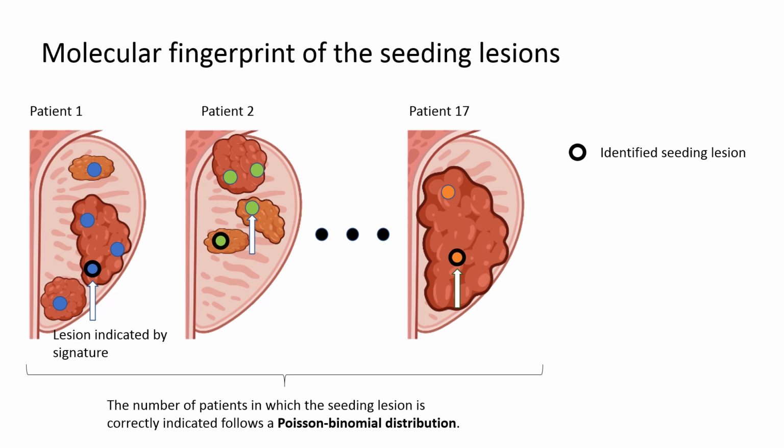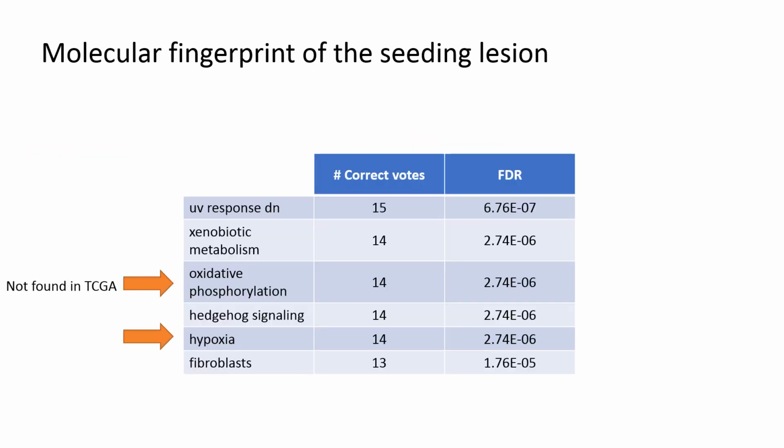Here too, we checked how many times a signature correctly indicated the seeding lesion in a patient. We have taken into account that different patients have a different number of primary lesions. For instance, under random guessing, the probability of correctly indicating the seeding lesion in patient 1 will be 1 out of 5, while it will be 1 out of 2 in patient 17. We can obtain a p-value for each signature by modeling the number of correctly identified seeding lesions using a Poisson binomial distribution. This table shows the highest scoring signatures.